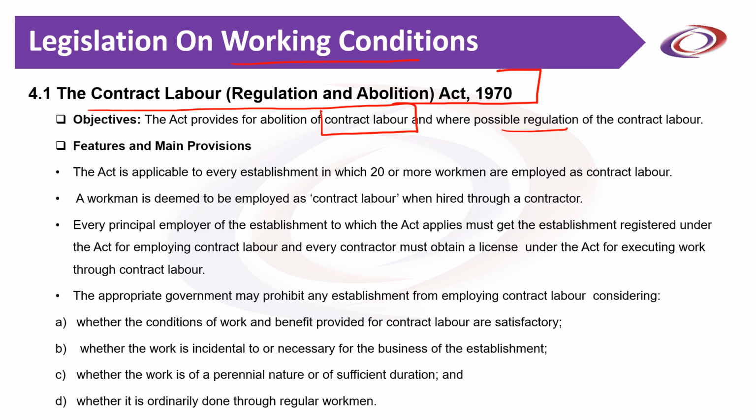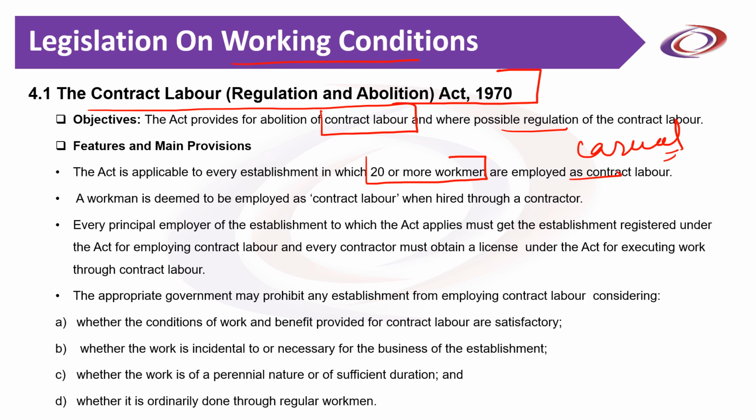What are the features and main provisions? The act is applicable to every establishment in which 20 or more workmen are employed as contract labor. They are working on a certain contract. Also, it is applicable to any contractor who employs or had employed on any day 20 or more workers. The act is, however, not applicable to establishments that are working only on a casual basis, right? So a contract has to be there.